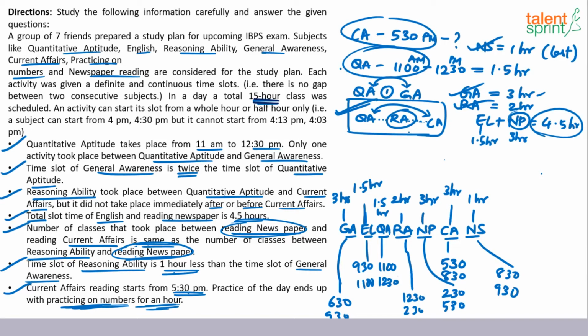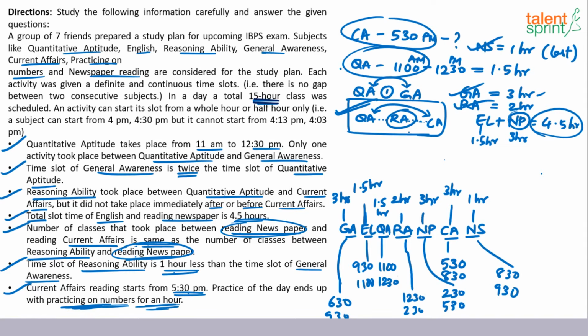The sequence of subjects is GA, EL, QA, RA, NP, CA, NS. These are the start times and end times at the bottom, and on top, what we have is the duration. So total duration is 15 hours. The day started at 6:30 and ends at 9:30. That makes it 15 hours, right? 6:30 a.m. to 9:30 p.m. And the sequence of subjects.